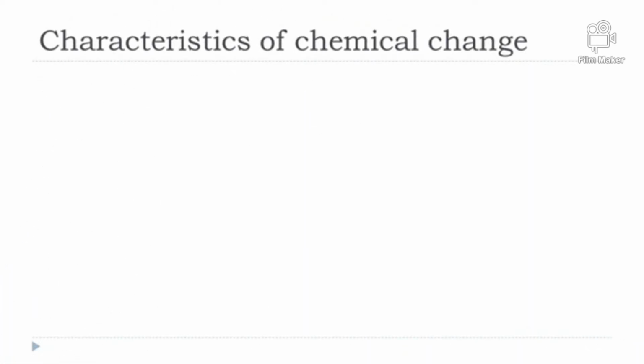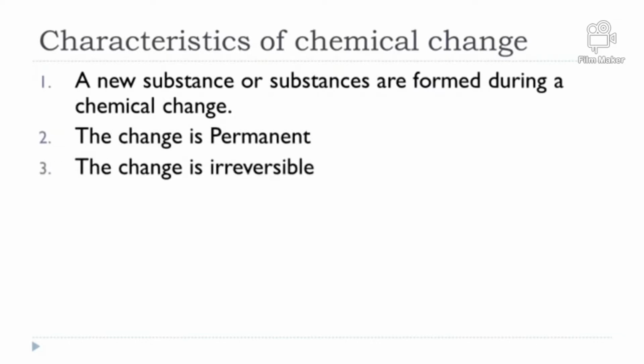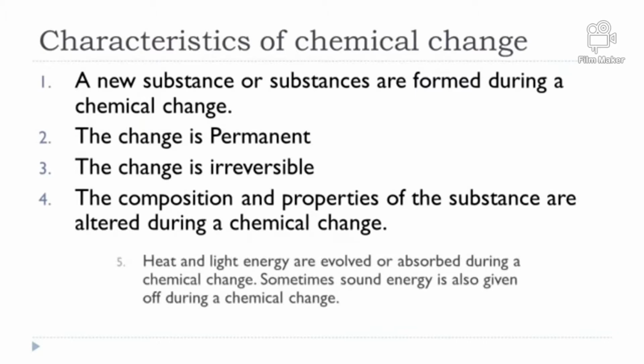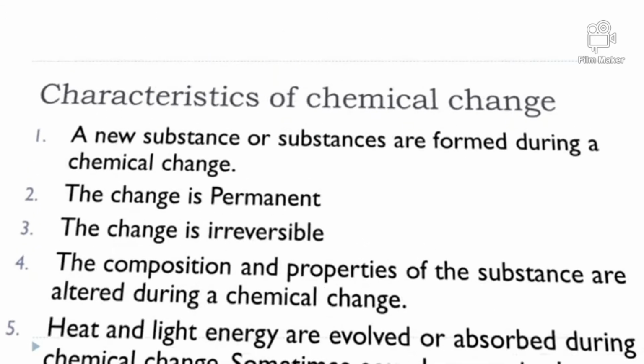Now we will discuss the characteristics of chemical change. A new substance or substances are formed during a chemical change. The change is permanent, it is irreversible. The composition and properties of the substance are altered, that means they are changed during a chemical change, and heat and light energy are evolved or absorbed during a chemical change. Either they are absorbed or they are evolved. Sometimes sound energy is also given off during a chemical change.